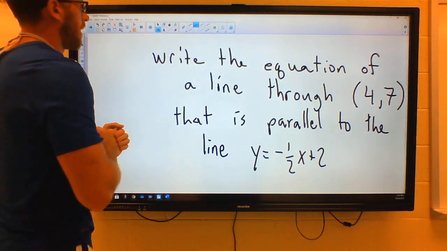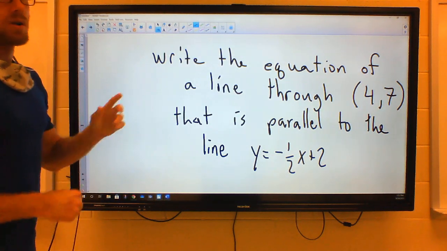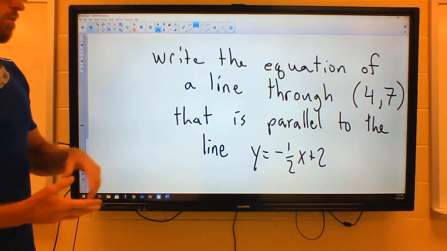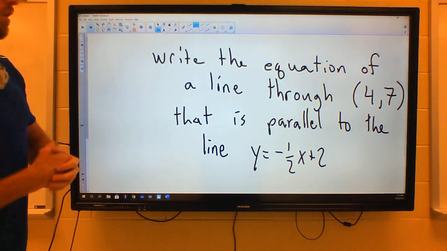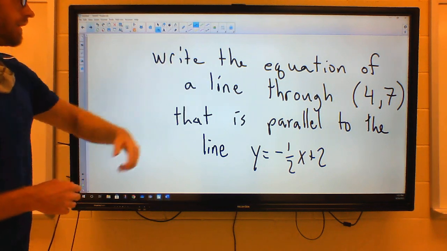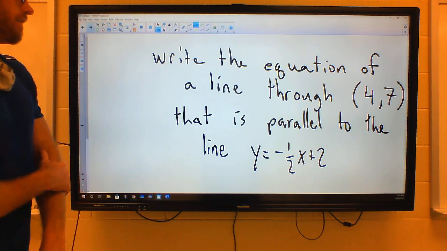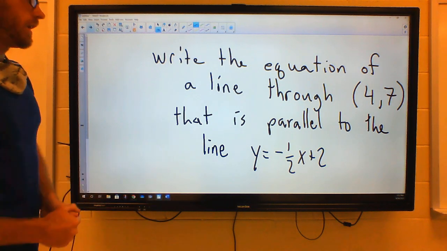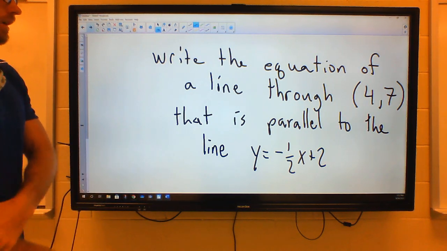Okay, so let's do a problem right quick. Go ahead and press pause and write this down. You should have unpaused it by now because you should have already written all of this down. We just read it off. It says, write the equation of a line through the point (4, 7) that is parallel to the line y equals negative 1/2 x plus 2.